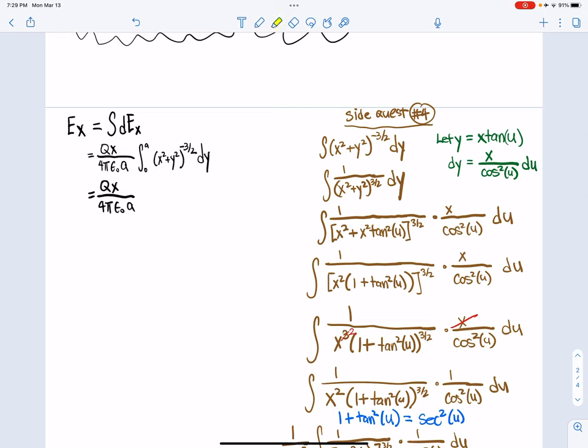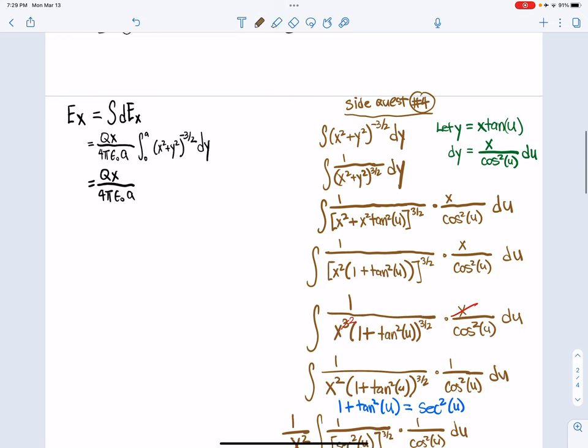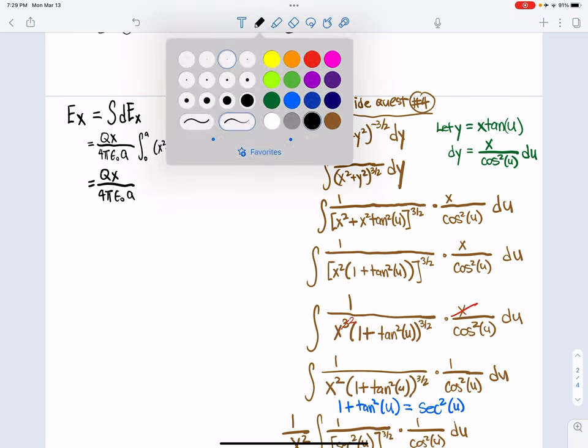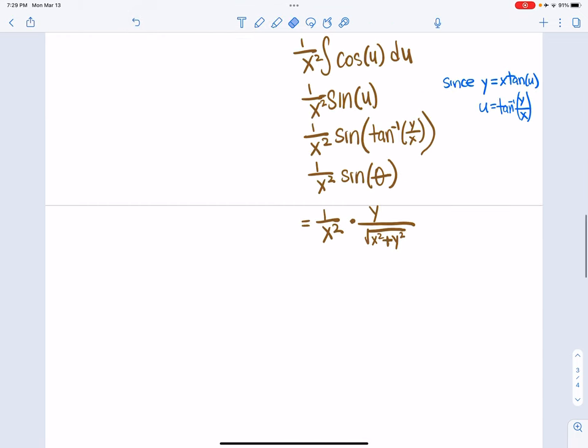Now that's the final answer for this one, the integral of (x squared plus y squared) to the power of minus 3/2 dy. All right. So that was, again, just this, right? So let's write that back down because that's the answer.